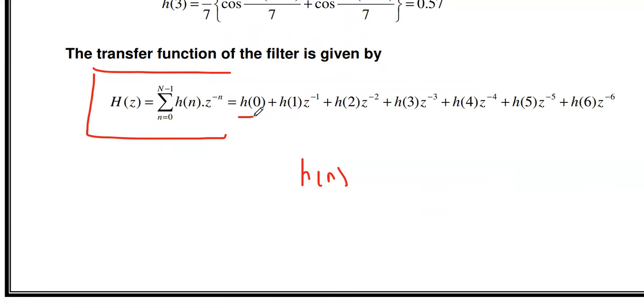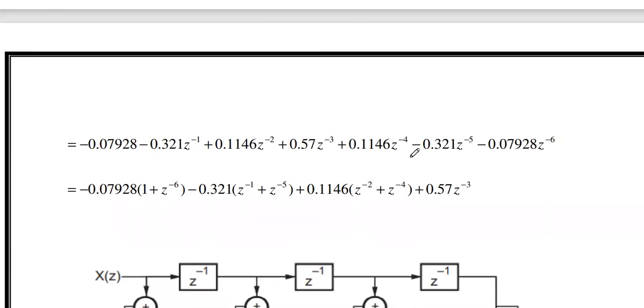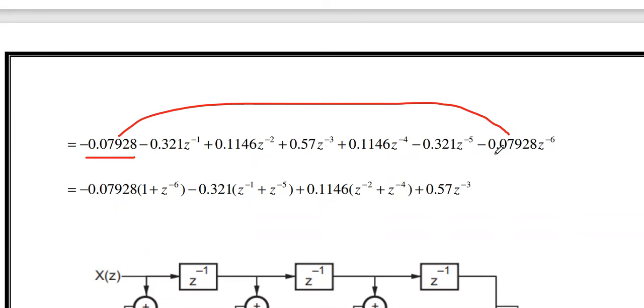Then you substitute the h of 0, 1, 2, 3, 4, 5, 6 values here. Already you know the h of 0 and h of 6 coefficients are equal. So if you combine the first term and last term, we can write it as minus 0.07928 into (1 plus z power minus 6).